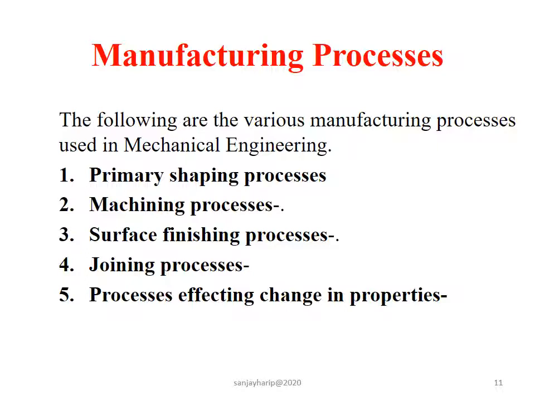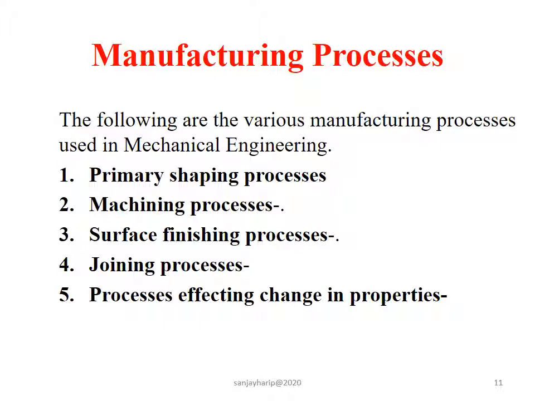Second process, that is machining process. It is nothing but the process used for giving final shape to the component such as turning, drilling, boring, milling, broaching. The third process, which is known as surface finishing process. This process is used to provide a good surface finish such as buffing, honing, lapping, electroplating.